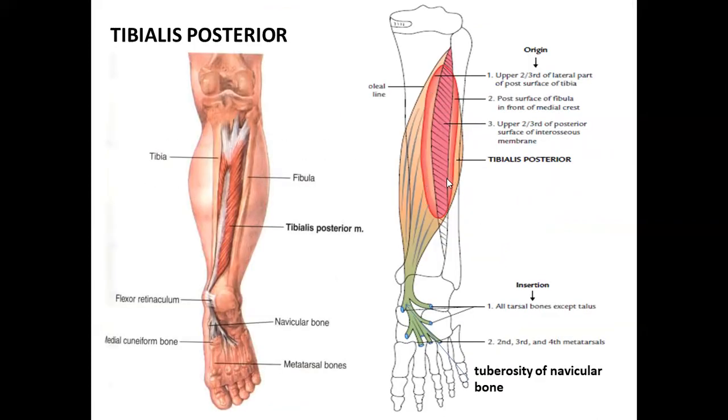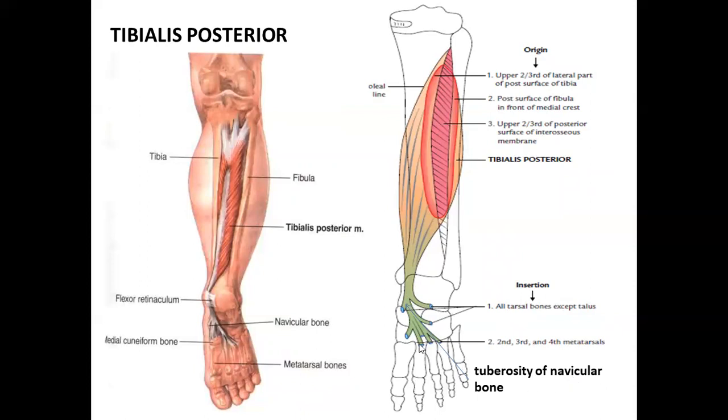So upper 2/3 of the lateral part of the posterior surface of tibia, posterior part of the interosseous membrane, and upper 2/3 of the posterior surface of the fibula as well. Posterior surface of interosseous membrane and posterior surface of the fibula as well. This muscle goes down. It grooves the back of the medial malleolus of the tibia. Then it is inserted in all the tarsal bones except the talus, especially into the tuberosity of the navicular bone.